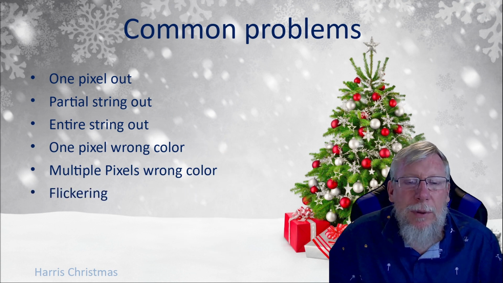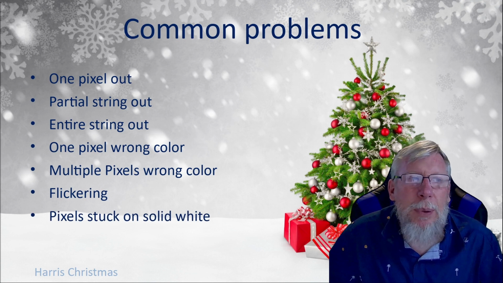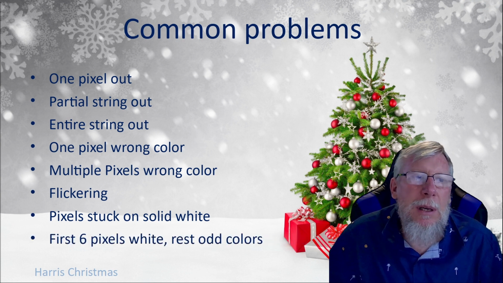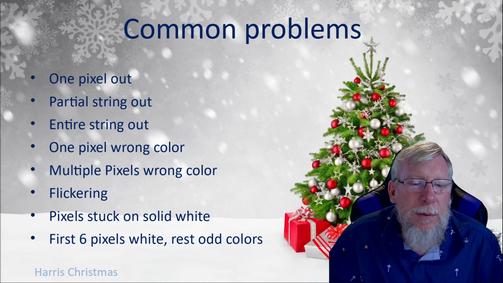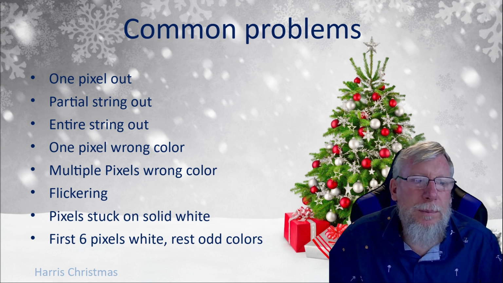Flickering. You got pixels, either the whole string or partway down the string, where they're just kind of flickering different colors. Or even the right color, but it's like they're strobing on and off. You can have pixels stuck on solid white. The pixels are on white, and they won't turn off to save your soul unless you power down the controller. And the last one is you got the first 6 pixels white, and the rest are odd colors. So those are the most common problems that you'll see. So let's find out what the most common causes are for all of these. And this will probably be a reference for you later.